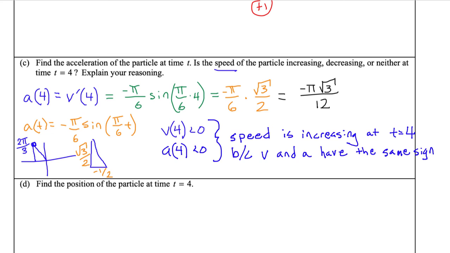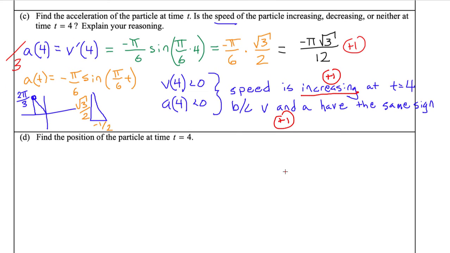All right, how to score yourself. C is out of 3 points. You get 1 point if you got this negative pi root 3 over 12, so that's plus 1. You get 1 point if you say it's increasing. Well, I think even if you guess, you get the points according to the scoring guide. So 1 point if you say it's increasing, so plus 1 there, and 1 point if you say V and A have the same sign, which is pretty crazy because according to the scoring guide, you could totally guess speed is increasing and you know the definition of speed increasing, V and A have the same sign. You could get 2 points without doing any math. According to the scoring guide, I could ask John if that's actually true, but that's what it looks like on the scoring guide.